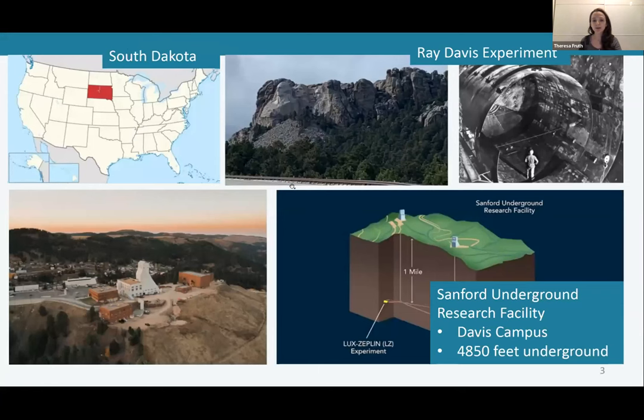And of course, as with almost all rare event searches, we need to go underground to get away from cosmic rays. We're out in South Dakota at the Sanford Underground Research Facility, where the Ray Davis experiment took place. And the latest experiment which took place there was, of course, LUX. So we're in the same cavern, 1 mile underground.